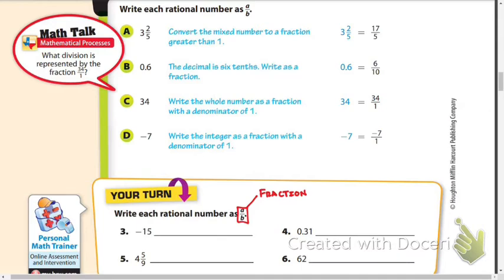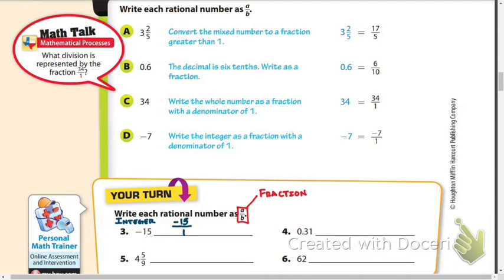So in number 3, we have negative 15. Now, negative 15 is an integer. Our rules say that whenever we have an integer, all we have to do is put it over 1 to make it into a fraction. So if my number is negative 15, I just put it over 1, and my fraction becomes negative 15 over 1. And I'm done. That's it. Very simple.